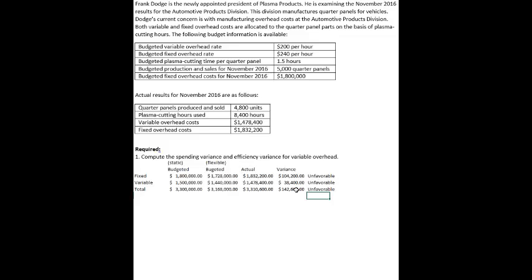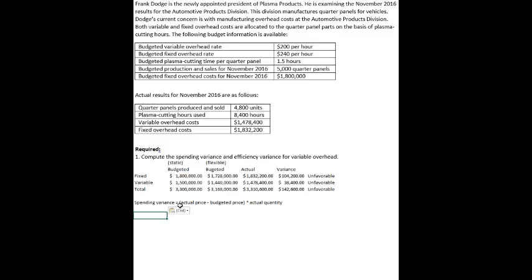So now that we have that context in mind, what we're first asked to look at is the variance in the spending and the efficiency variance for the variable overhead. We know our net variance is 38,400 unfavorable. We're going to break that down into a spending variance and an efficiency variance.